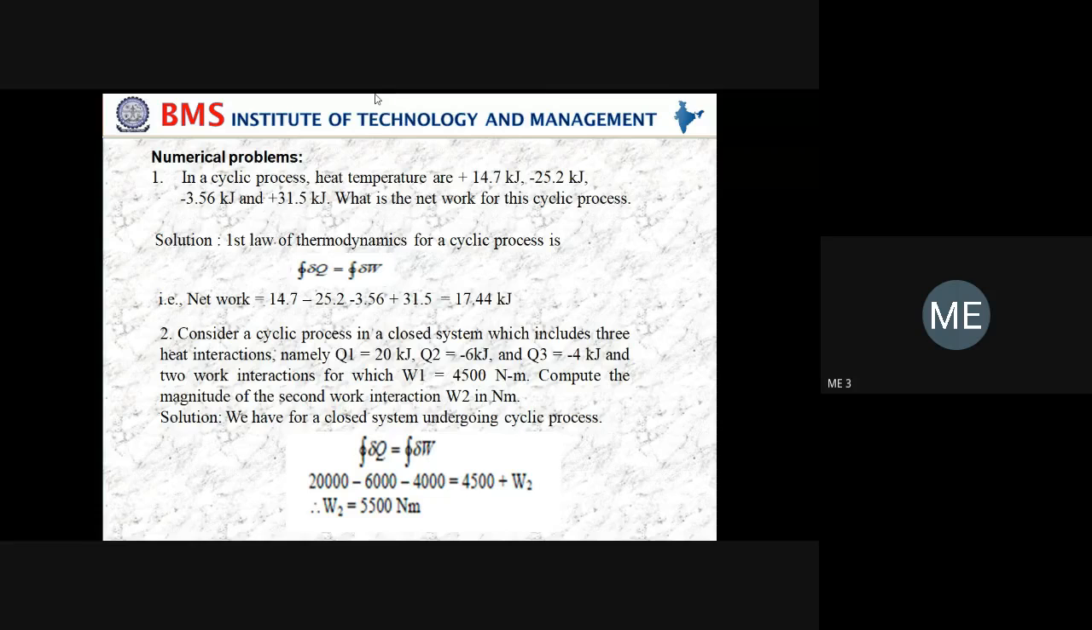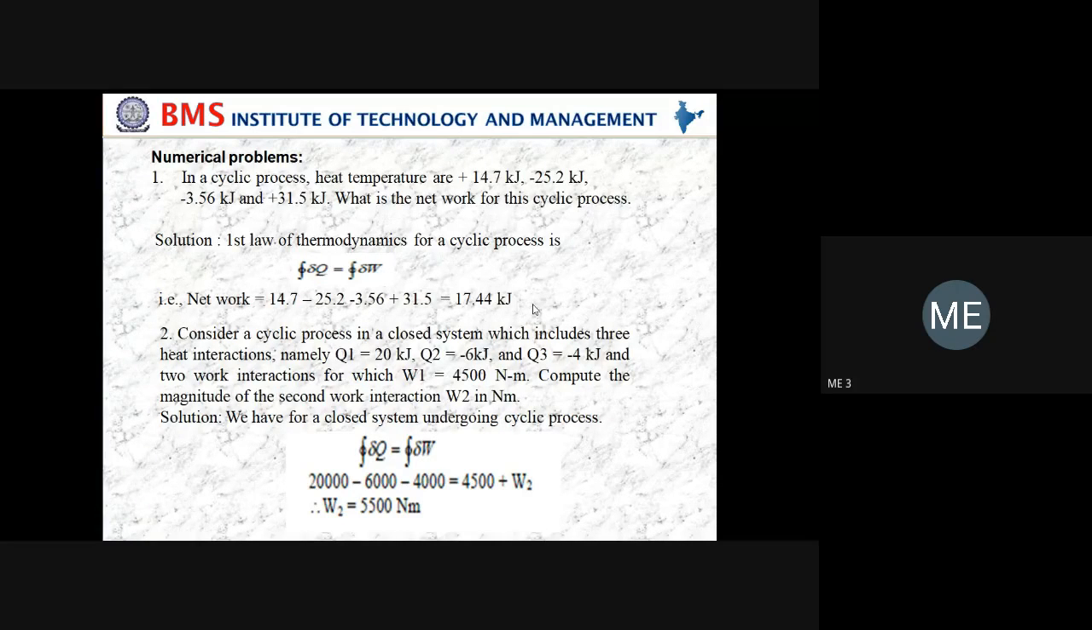And two work interactions they have given. W1 is 4,500 Newton meter. Newton meter means nothing but joules. Compute the magnitude of the second work interaction W2 in Newton meter. You remember 1 Newton meter equals 1 joule. They have given all the heat transfers in kilojoules, but work done they have given as 4,500 joules. So you have to convert to kilojoules and maintain the same unit. 4,500 divided by 1,000, you'll get 4.5 kilojoules for W1.